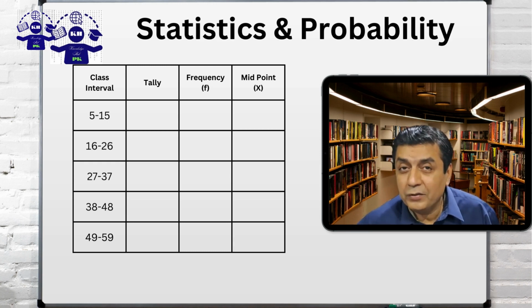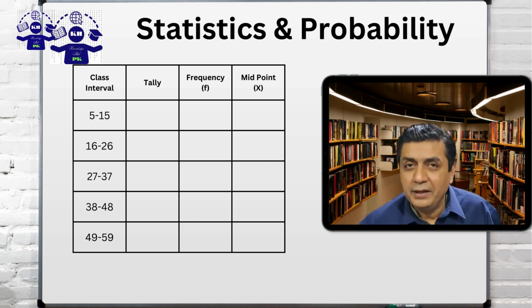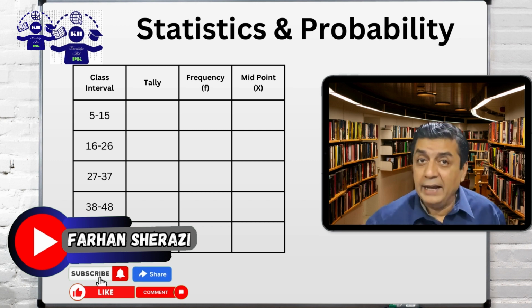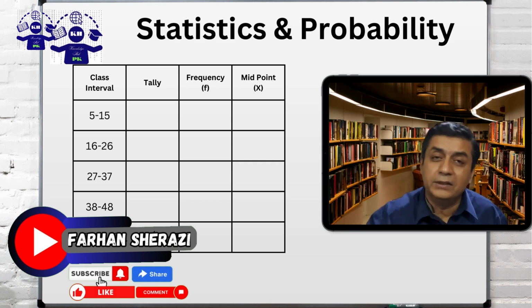Similarly, my next class interval will start from 16 and it will end on 26 after I have counted the 11 values to be stored in this class interval. Now you can see that we have developed all our 5 class intervals and we are ready to place the relevant values in these class intervals.